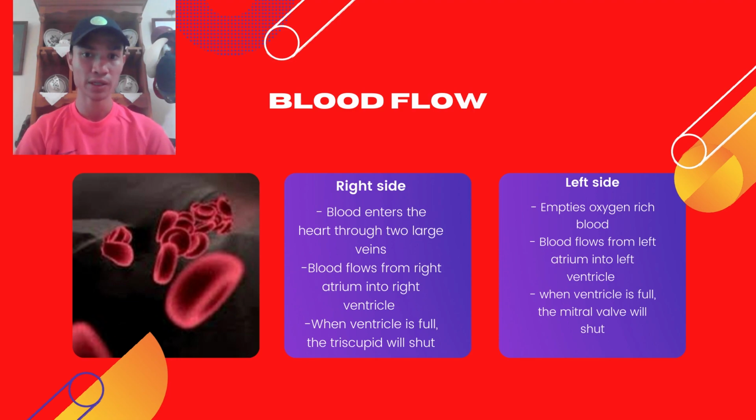So let's start with the right side. On the right side, blood enters the heart through two large veins. Blood flows from the right atrium to the right ventricle. When the ventricle is full, the tricuspid valve will immediately shut. On the left side, the atrium empties oxygen-rich blood. Blood flows from the left atrium to the left ventricle. When the ventricle is full, the mitral valve will immediately shut.